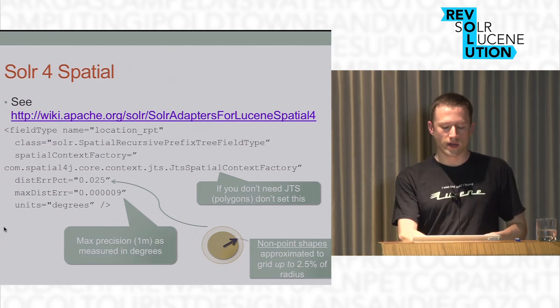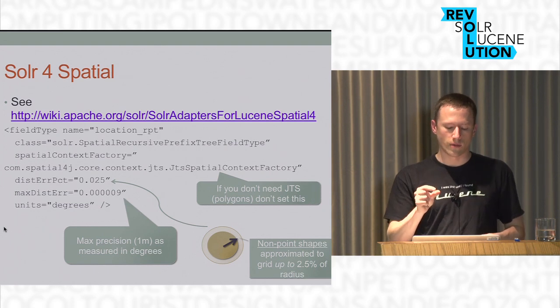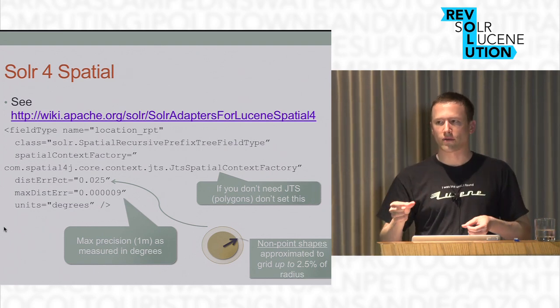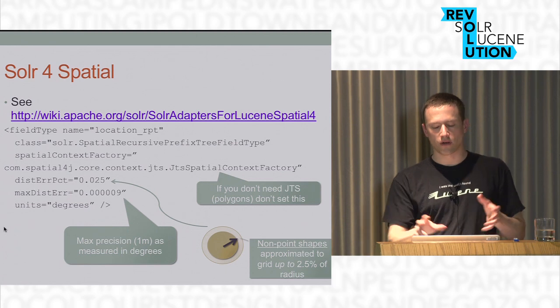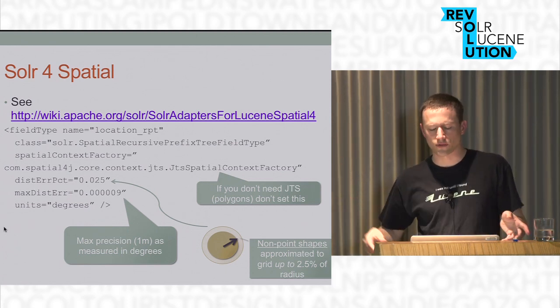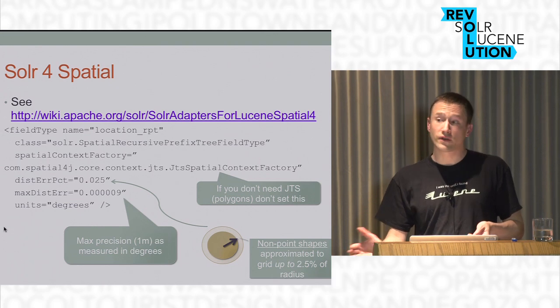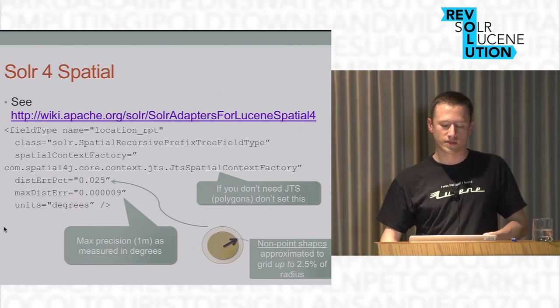maxDistErr is where you actually specify how accurate it needs to be, or the maximum error, depending on where you're looking at it. Because all the units are in degrees, you specify in degrees. That right there, by default, ends up being close to a meter. And of course, if you don't need that level of precision, definitely change it because you'll get some performance benefits with that.